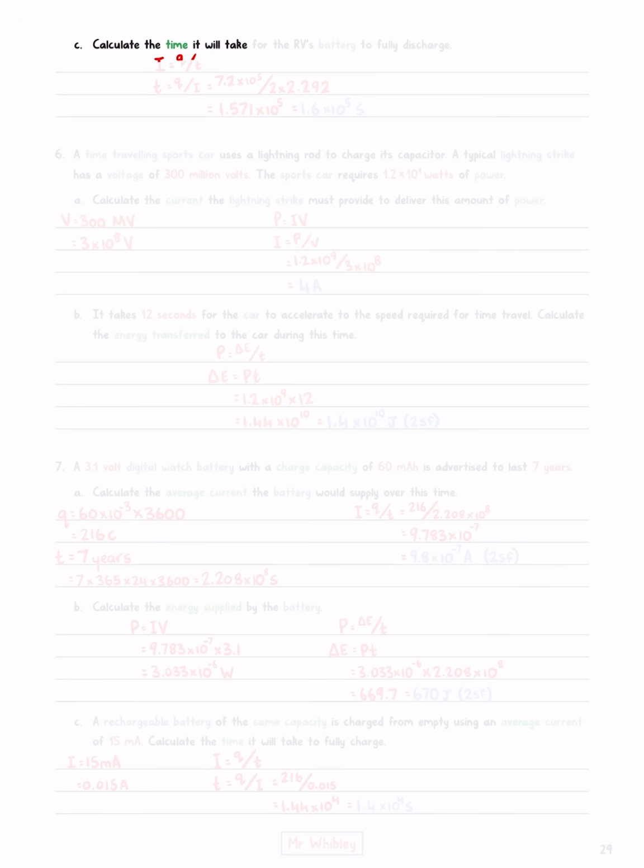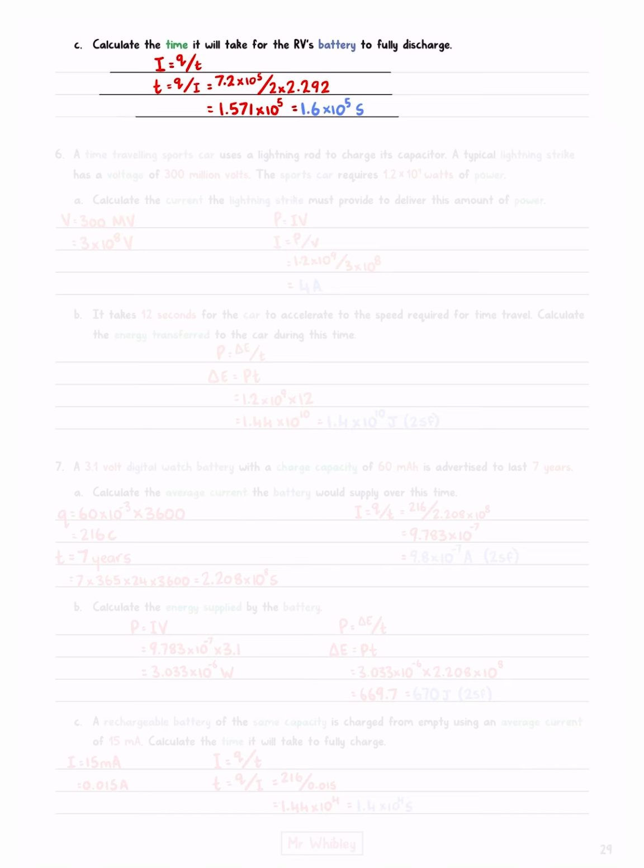Calculate the time it will take for the RV's battery to fully discharge. We know the amount of current and we know the amount of charge, and so to find the time, we can use that current is charge over time, rearranging this for time by swapping the I and T around, which is something you can mathematically do, putting in our charge and our current for one headlight, multiplied by 2 since there are 2, gives us 1.571 times 10 to the 5, or 1.6 times 10 to the 5 seconds to two significant figures.